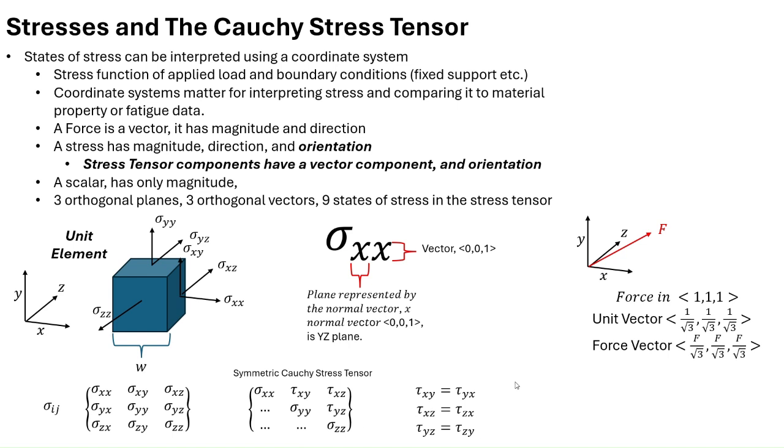And one last thing before the end of the video is that the Cauchy stress tensor is symmetric. That means basically this tau here is a shear stress, and the shear stress xy is equal to shear stress yx, and likewise for the other symmetric components. So if you look at the tensor here, it's symmetric about the diagonal normal stresses. So that means for a state of stress, you can define it by 6 components of the stress tensor.